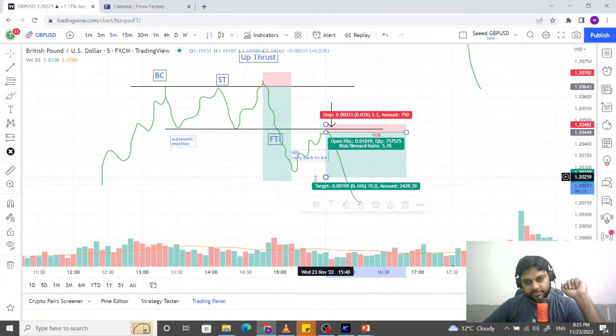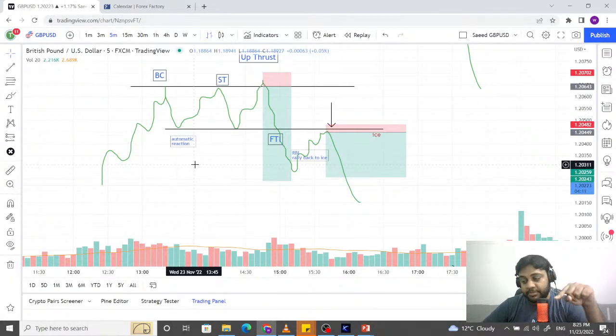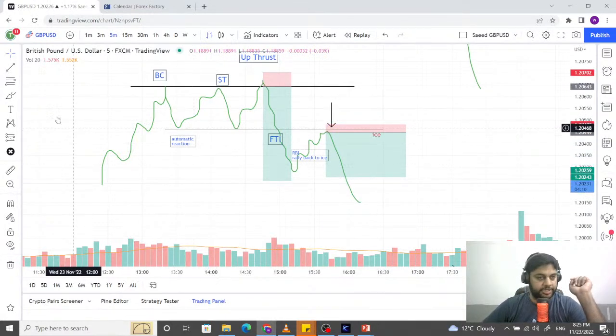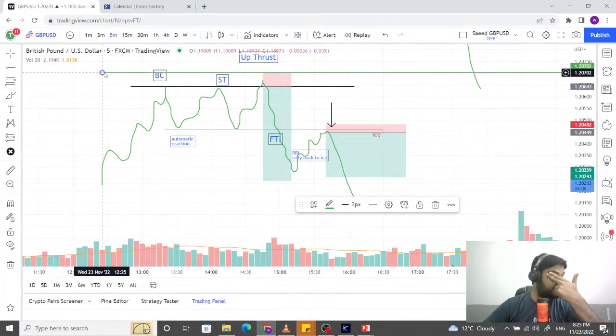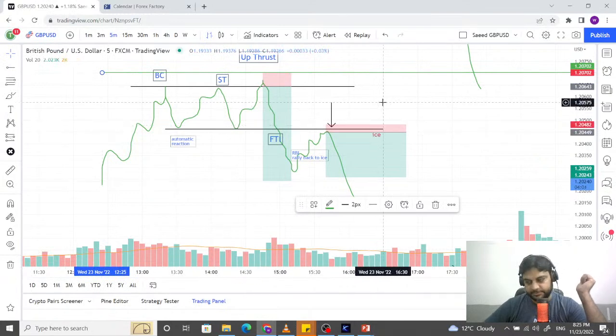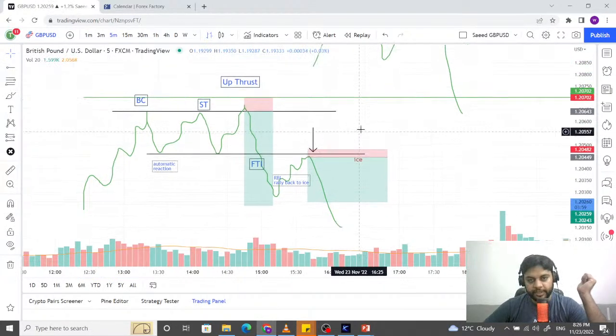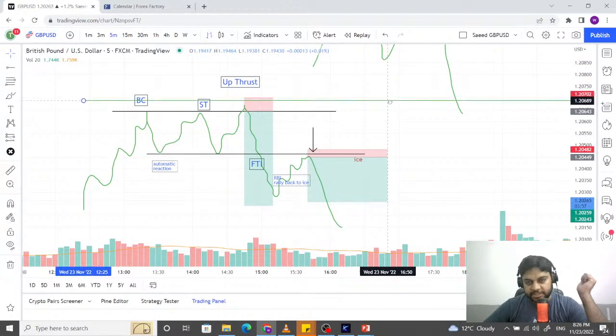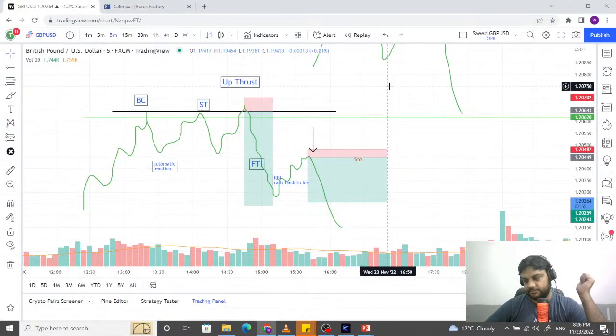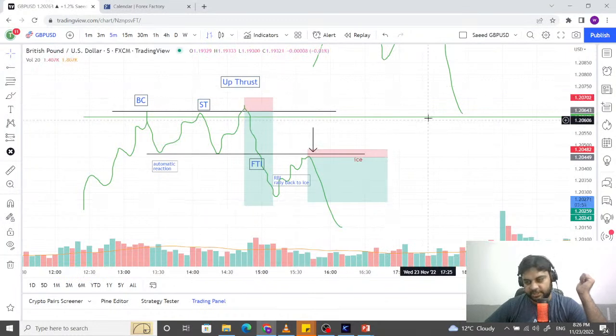You can put your TPs over here, but remember, it's very, very important that first you put the SL beyond break even. So what do I mean by beyond break even? Beyond break even means you put your SL over here.